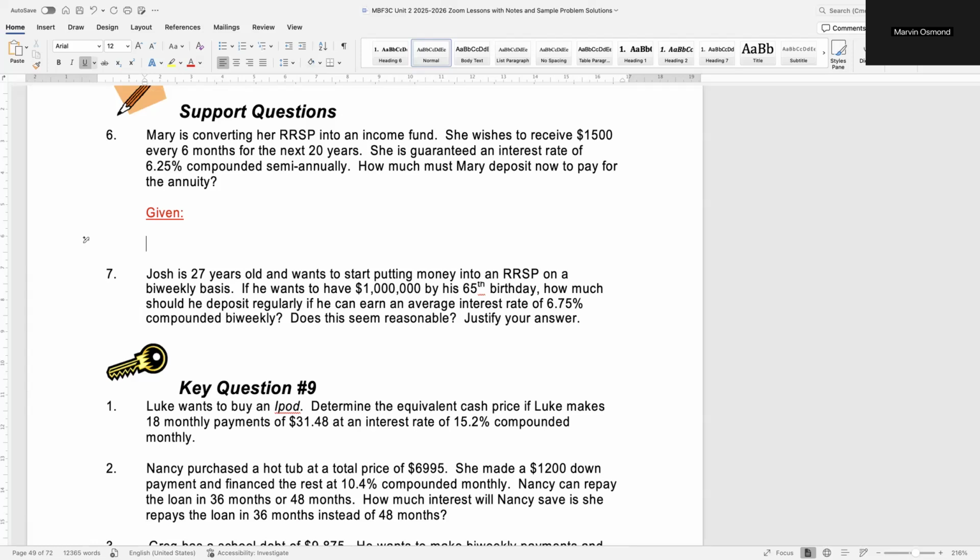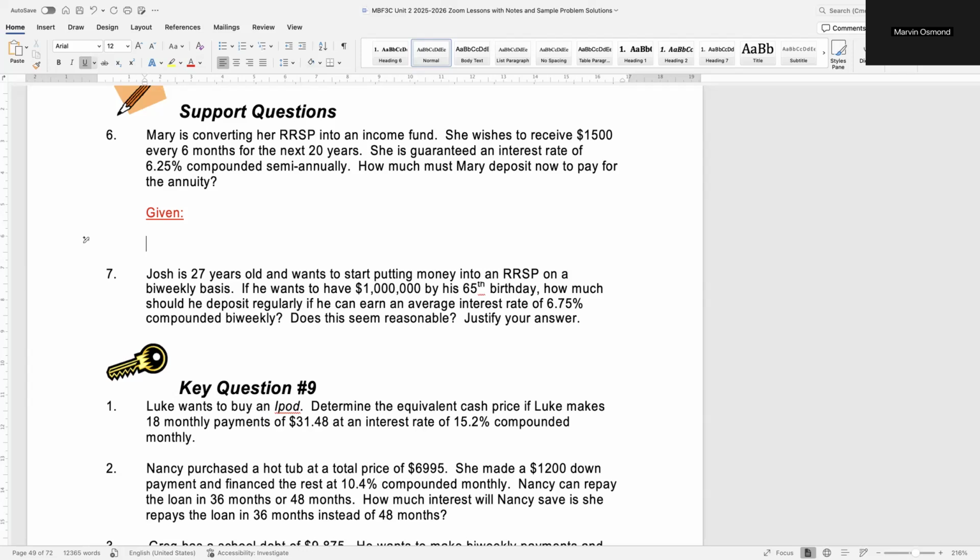She wishes to receive $1,500 every 6 months for the next 20 years. She is guaranteed an interest rate of 6.25% compounded semi-annually. How much must Mary deposit now to pay for the annuity? So what are we given here?